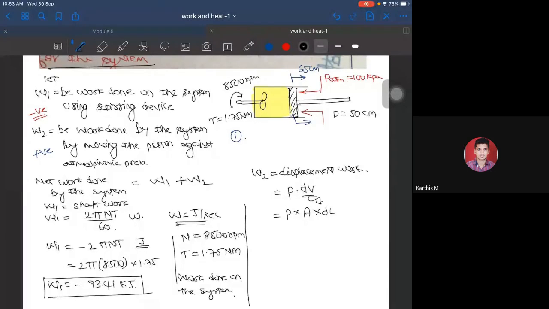Now, the pressure of the atmosphere, against which the piston is moving, is given, which is 100 into 10 to the power of 3. And area can be calculated as pi by 4 d squared. D is 50 centimeters, so 50 into 10 to the power of minus 2, whole square. So area is done. And change in length is given, that is 65 into 10 to the power of minus 2. I'm substituting all in meters. So just calculate this and give me the value of W2, which would be positive.